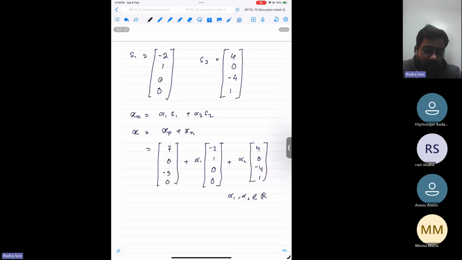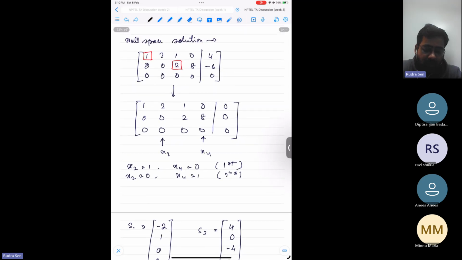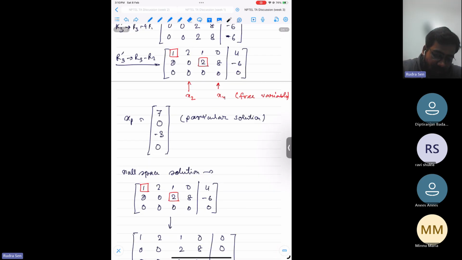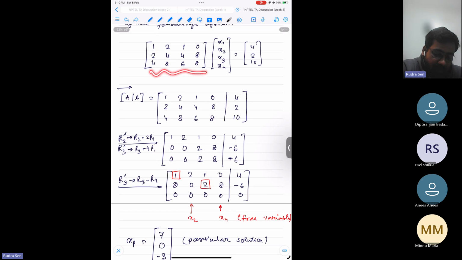So as we have already mentioned before, if you see this, the system is 3 cross 4, right? The system is 3 cross 4. So this is basically a fat matrix, which means the variables are more than the number of equations. So the maximum rank that a matrix can achieve is 3.